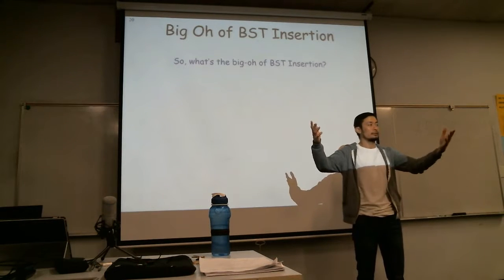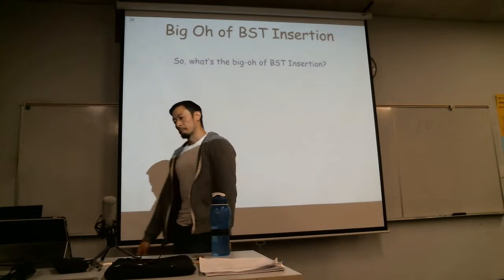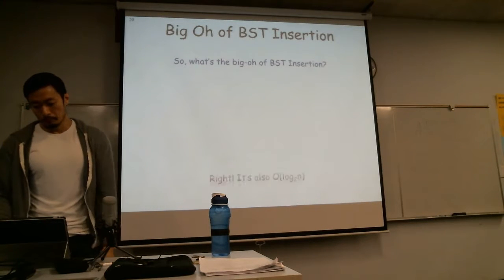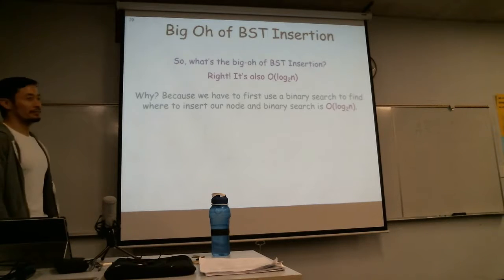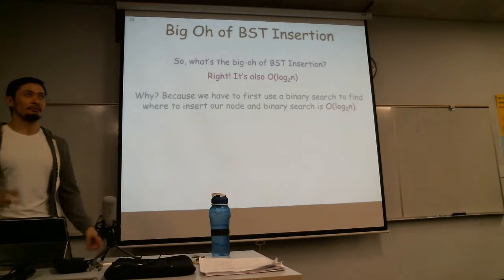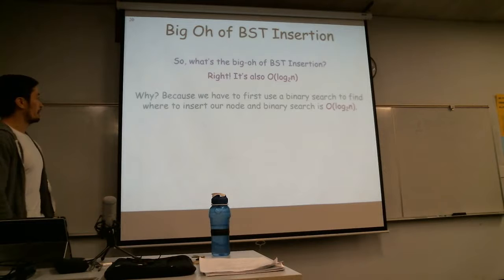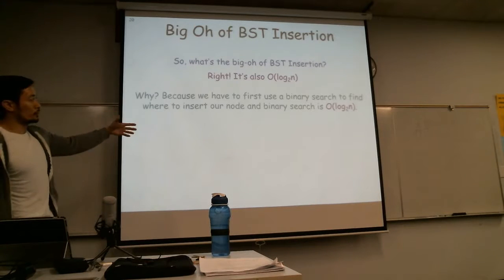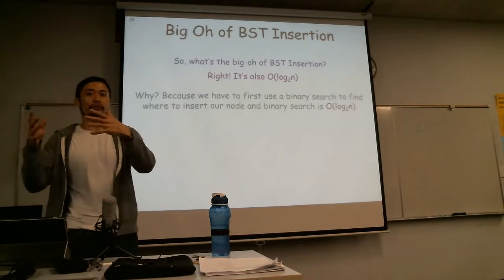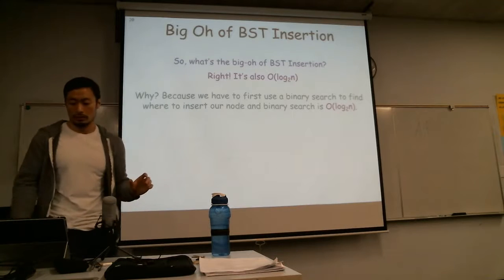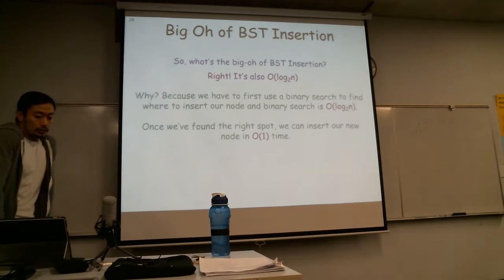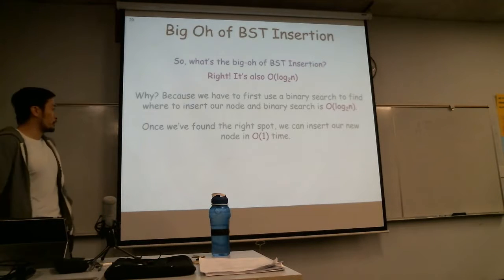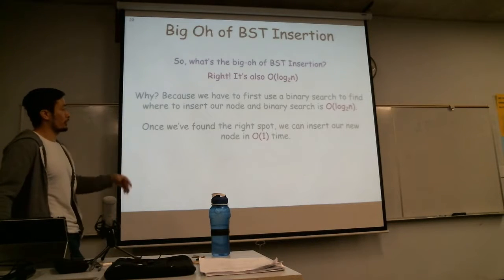That says log base 2 of n. Okay, so log base 2 of n. I always have to think about it because I think I'm saying it wrong. But anyways, we know why: we're cutting the space in half every time we look for a place to insert. And once we find the right spot, it's constant time to actually do the insertion, right? Just create a node and throw it there.